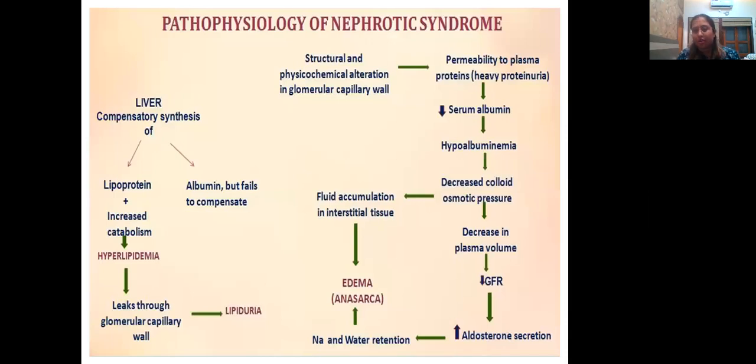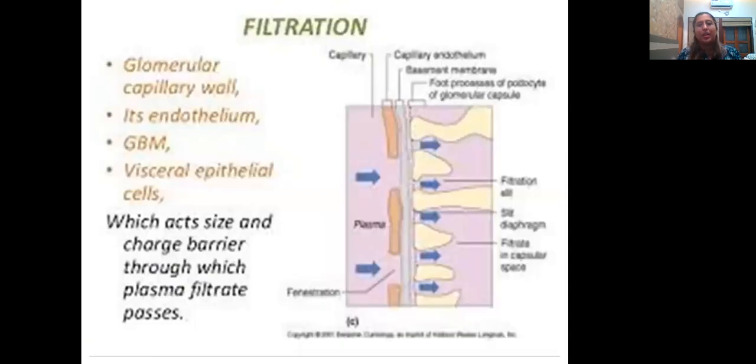So now coming to the pathophysiology of nephrotic syndrome. Basically, at the glomerular level, when the filtration of the plasma takes place, the filtration barrier there is formed by the glomerular membrane. This filtration barrier mainly comprises three parts. That is the glomerular capillary wall and the endothelium of that capillary wall. This is the capillary wall. This is the capillary endothelium.